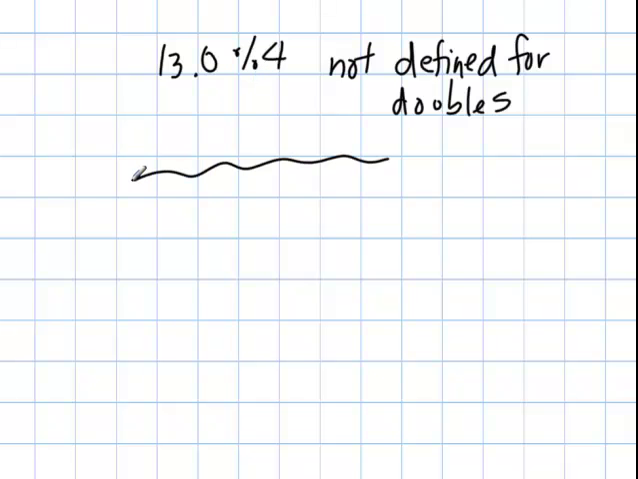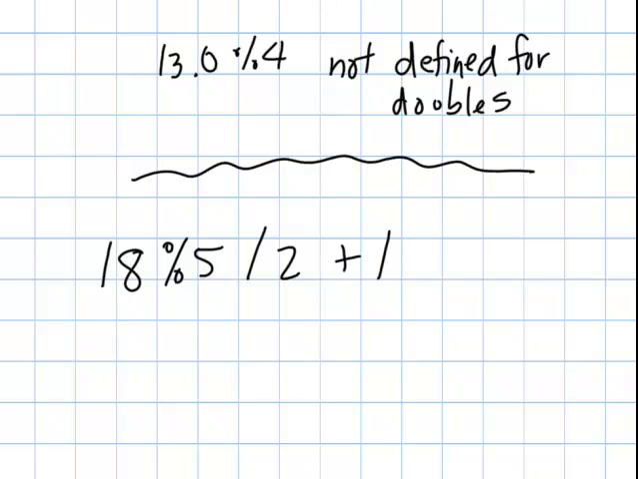Okay, so separately, let's do one more example in this regard, and let's have 18 mod 5 divided by 2 plus 1. So you've already done some operator precedence things, so how does modular division fit in with the whole thing? Well, modular division and multiplication are all of equal precedence. So if I have two types of divisions in a row, then I go left to right, like you've learned in your previous lessons.